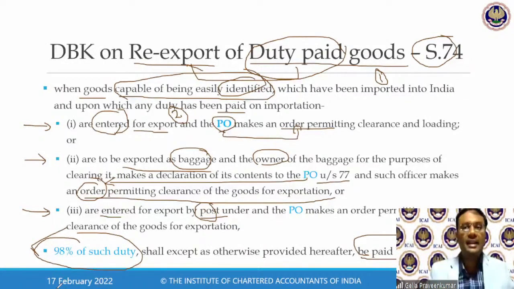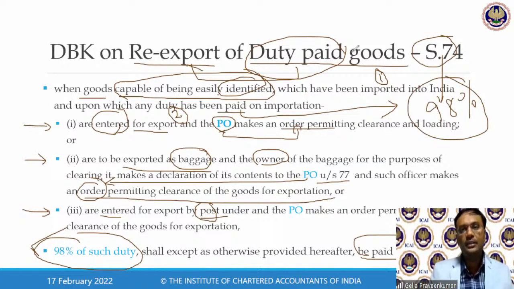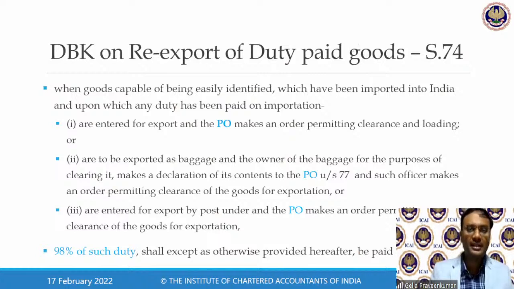However, the law says that under section 74, my entitlement is 98% of the duty I have paid. Whatever duty I have paid, I can get back as a rebate. How much? 98%. So this is my starting provision under section 74.